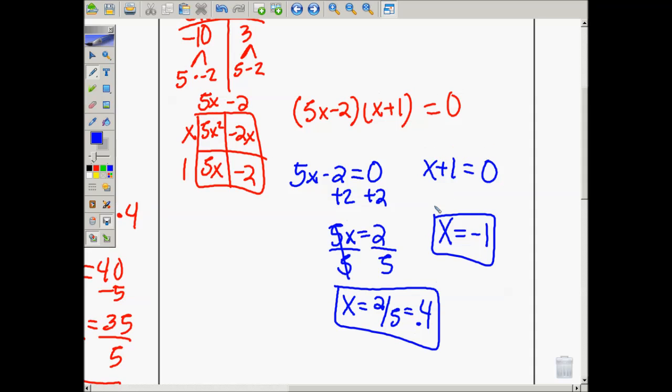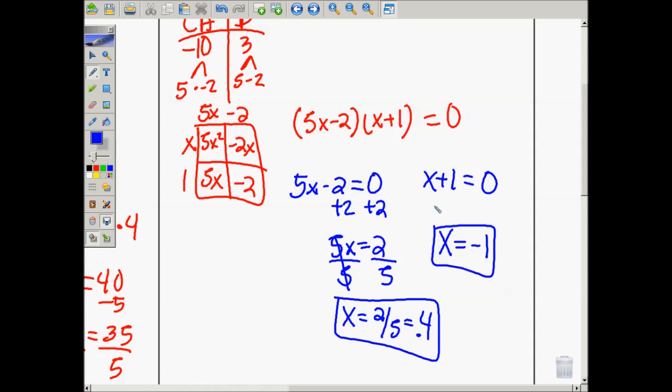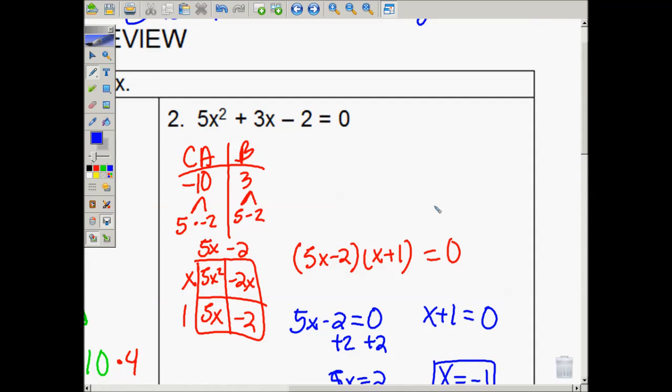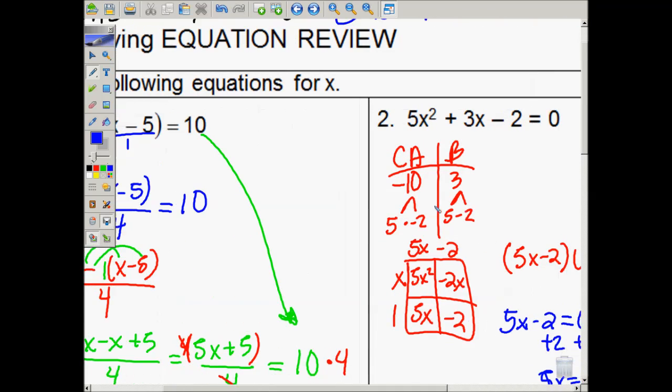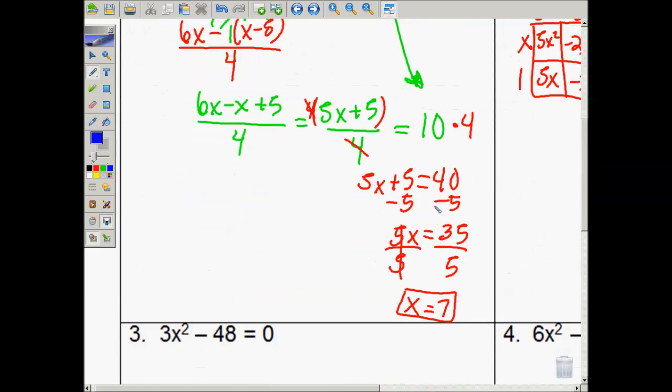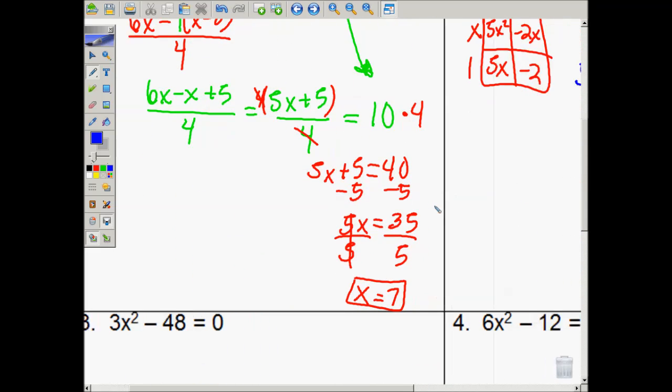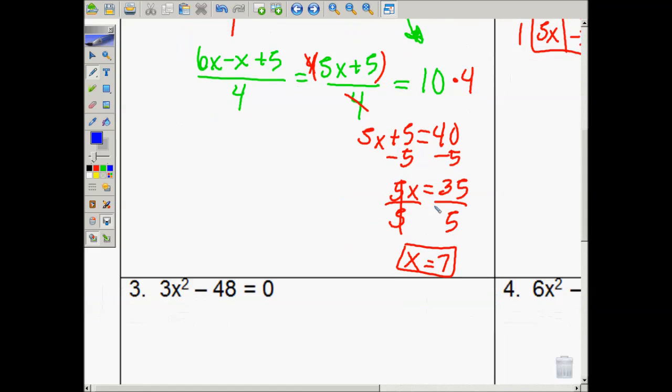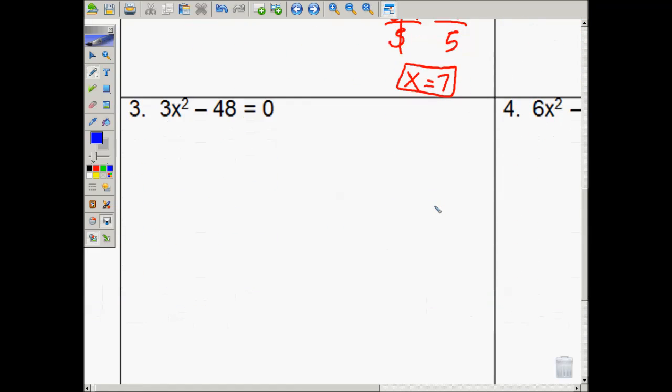Notice here, how many solutions did I have? And what is my greatest exponent? 2. Depending on what your greatest exponent is, that's how many possible answers you could have. Notice on the first one, my greatest exponent was only 1. So how many solutions should I have? 1. How many solutions should I get out of 3? 2.